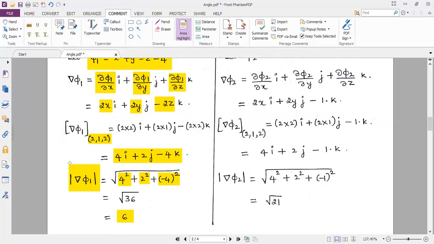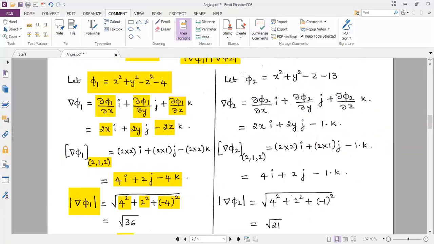Similarly, let us consider the expression for phi2. So phi2 is given by x square plus y square minus z minus 13. Grad phi2 formula dou phi2 by dou x i plus dou phi2 by dou y j plus dou phi2 by dou z k. Let us differentiate phi2 partially with respect to x, y and z.